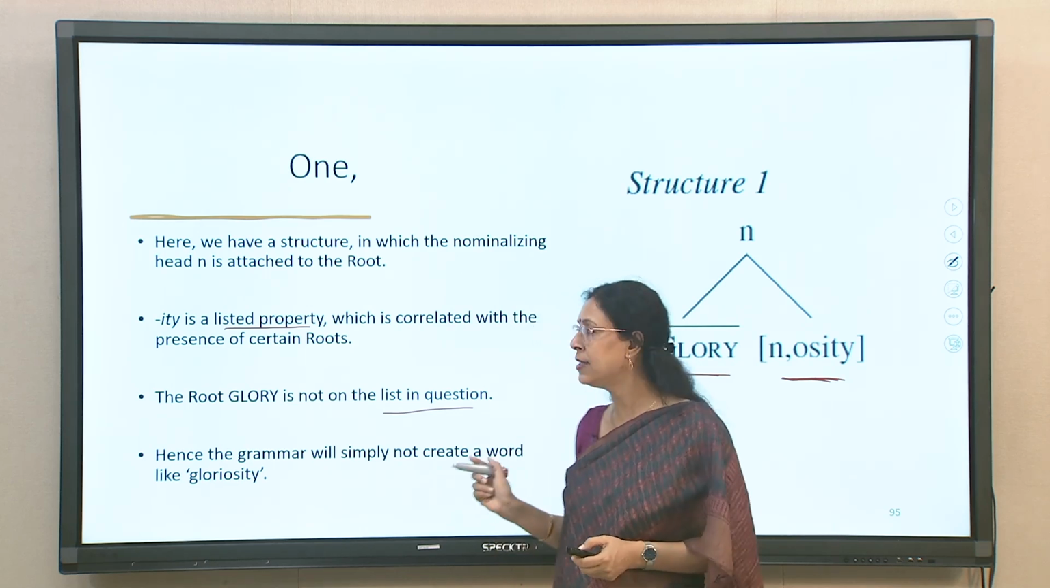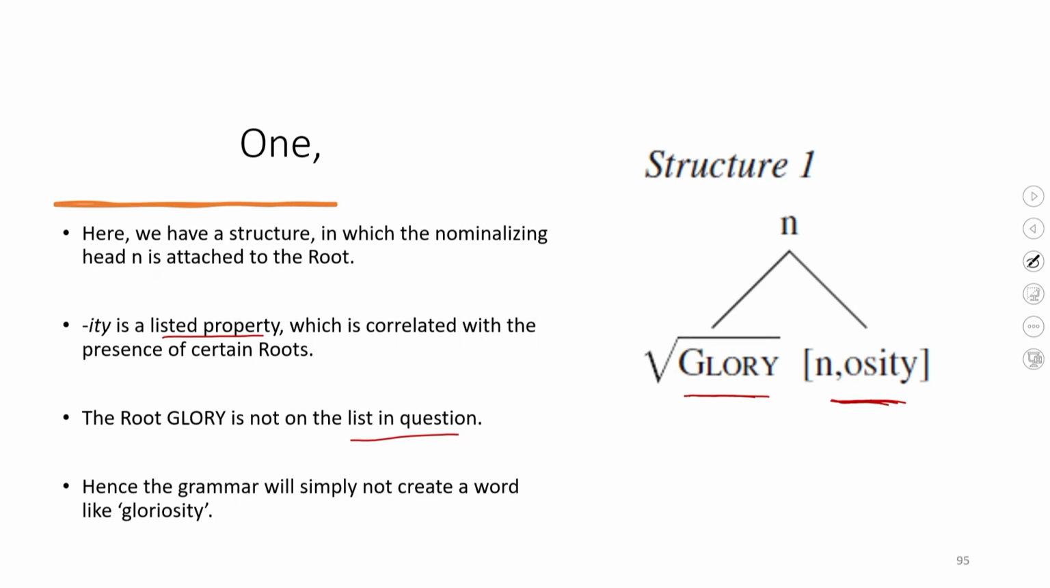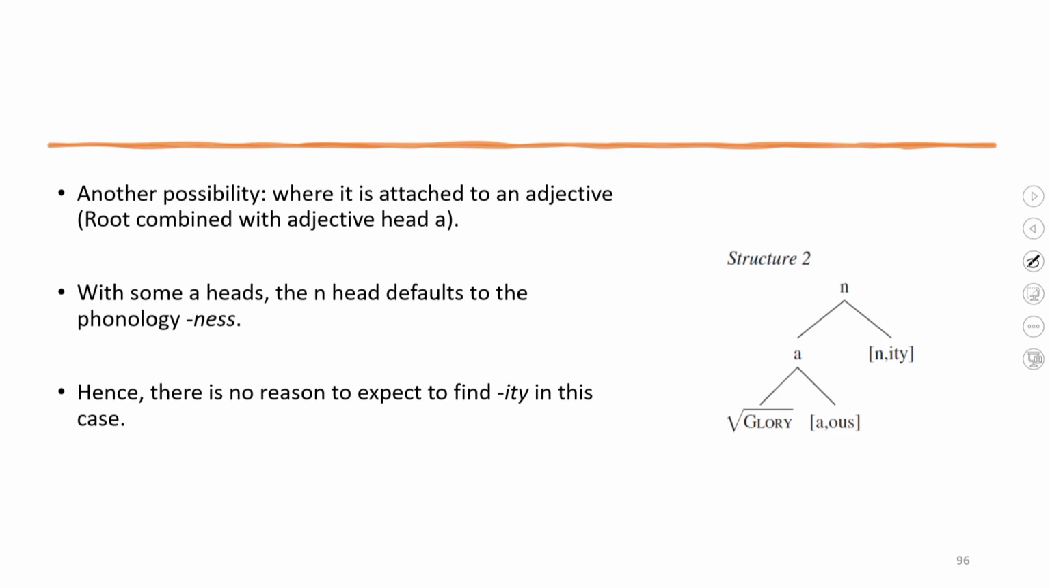So, this is one. In this structure, this form simply does not allow attachment to the root glory. That is another way of looking at this within the same theory. This is called an adjective, this is added to an adjective. So, this is a root combined with an adjective head, and this is where it comes from. You have the root and then you have the adjective head A. So, this is the structure at this level.